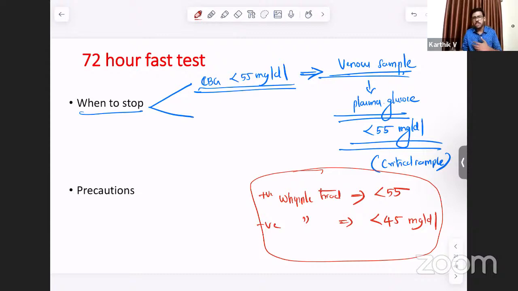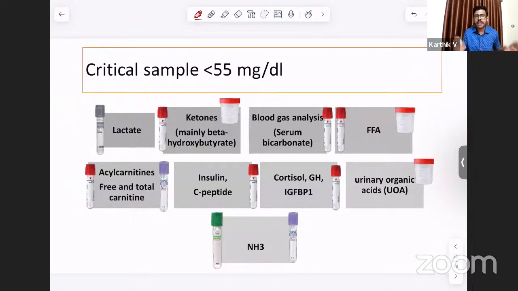So what we do in our institution is whenever the capillary blood glucose is less than 55, you collect a venous sample, and if the venous sample is also showing less than 55 milligram per deciliter value, then you consider it as a critical sample, and you send for the other investigations in the same sample. Okay, I hope the protocol is clear for you. And there are certain precautions, like if the patient is having comorbid illnesses, other drugs, if the patient has coronary artery disease, and if the patient is having angina, which could be precipitated by hypoglycemia, if the patient is having a seizure disorder, which could also be precipitated by hypoglycemia, all those things that you should keep in mind.